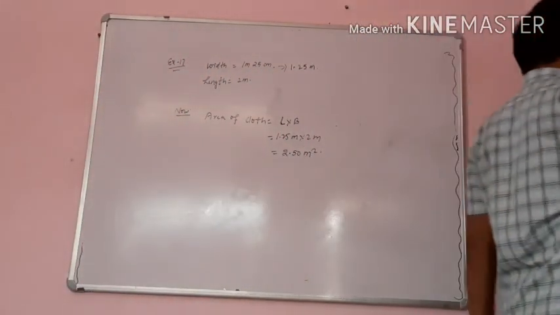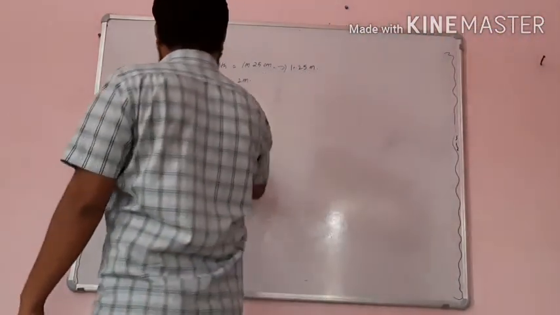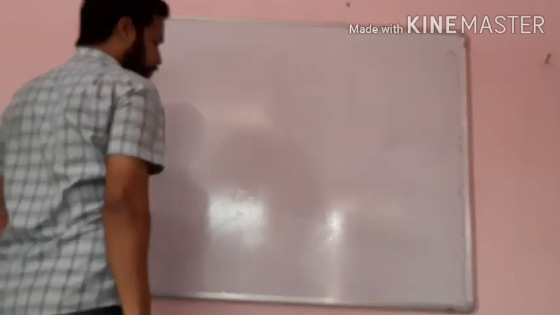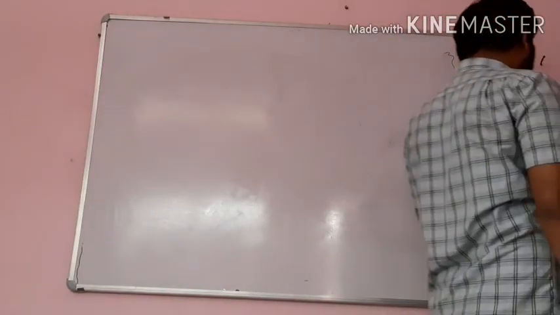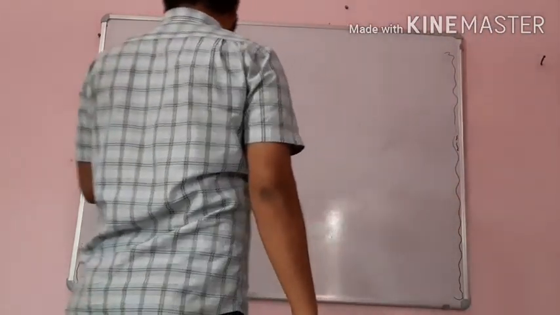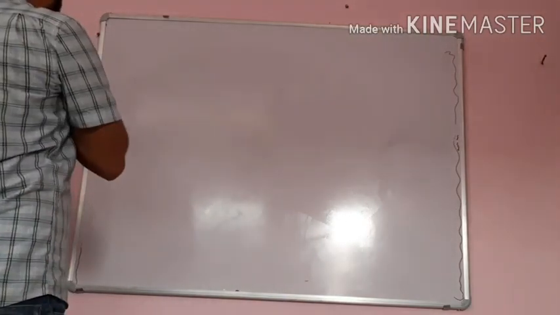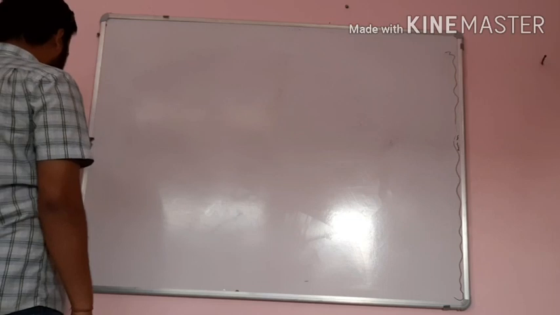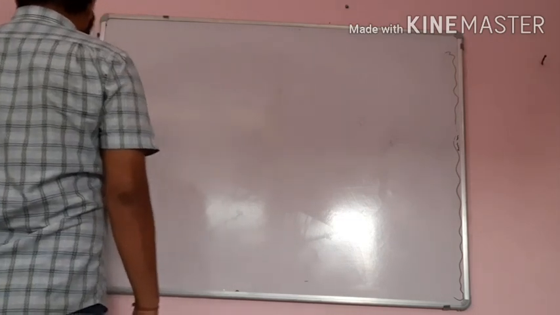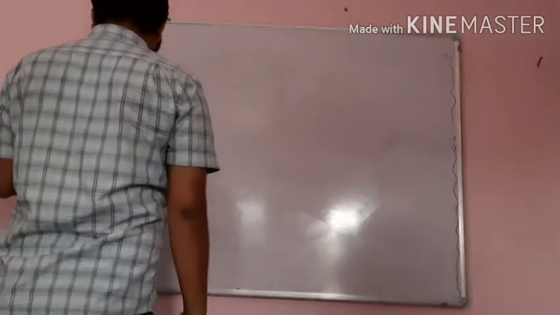Now moving to the exercise, we will solve some questions. Now moving to the last exercise of this chapter. The first question is, find the area of a rectangle whose sides are given. You can do it very easily. Question number 2 also, find the area of a square whose side is given. You can find it easily too. Now I am coming to question number 4.